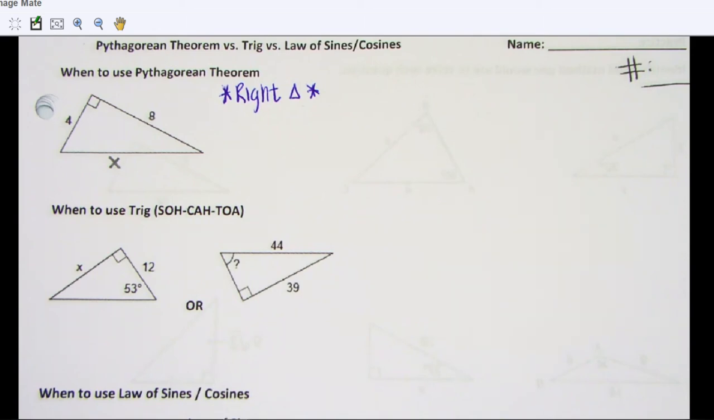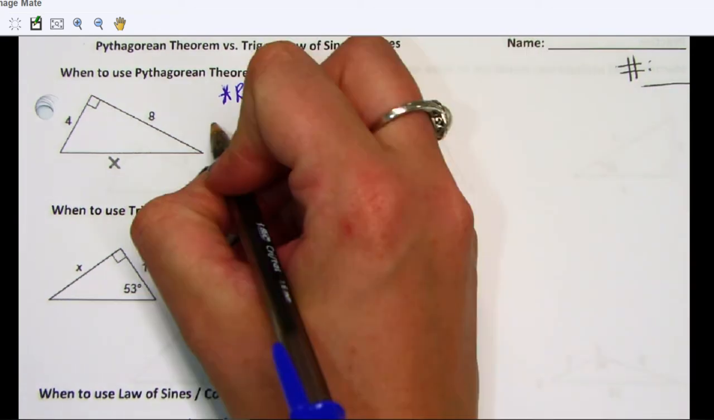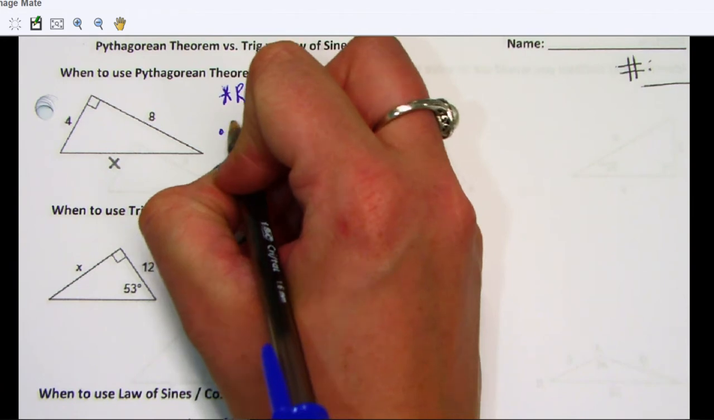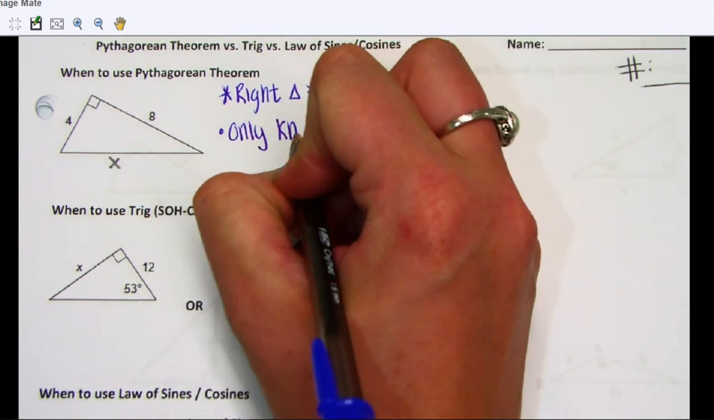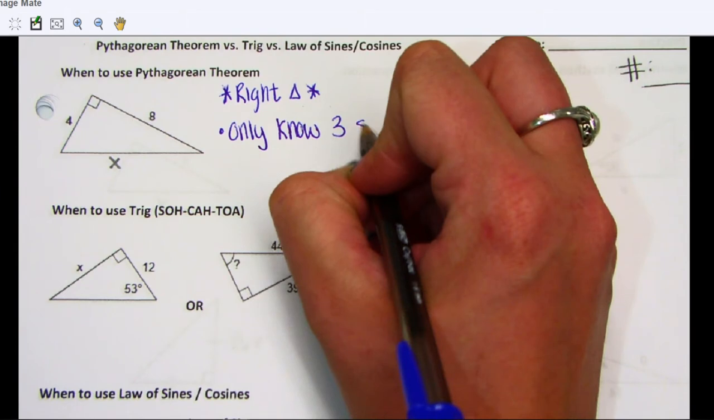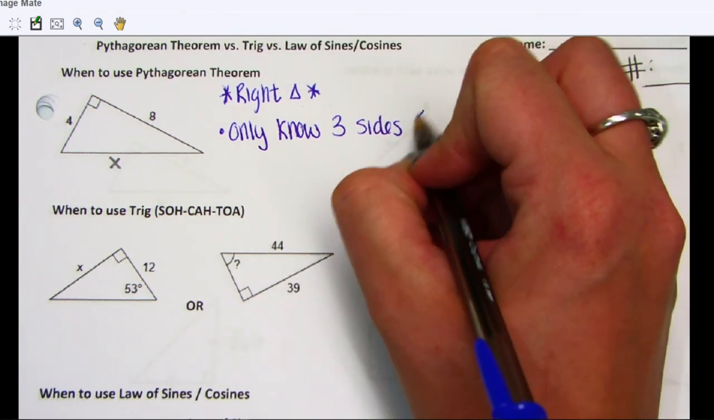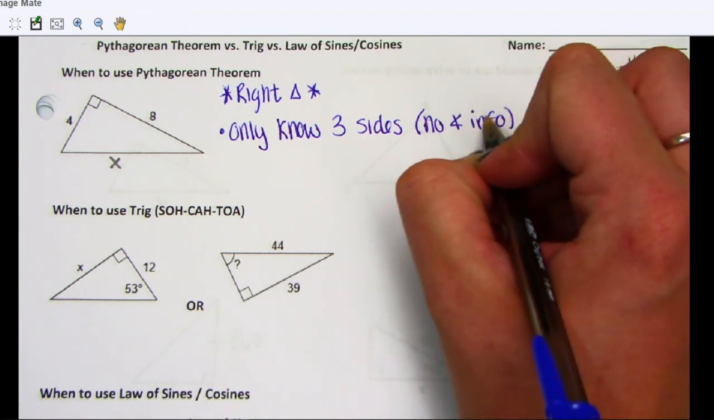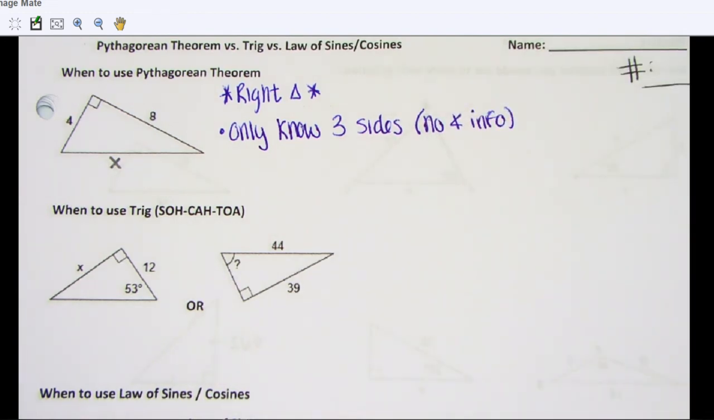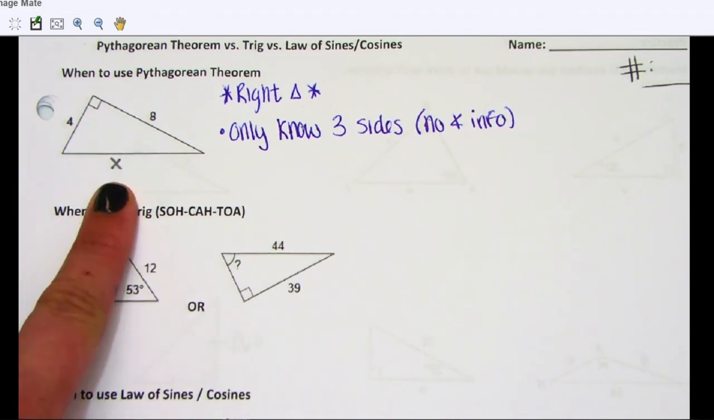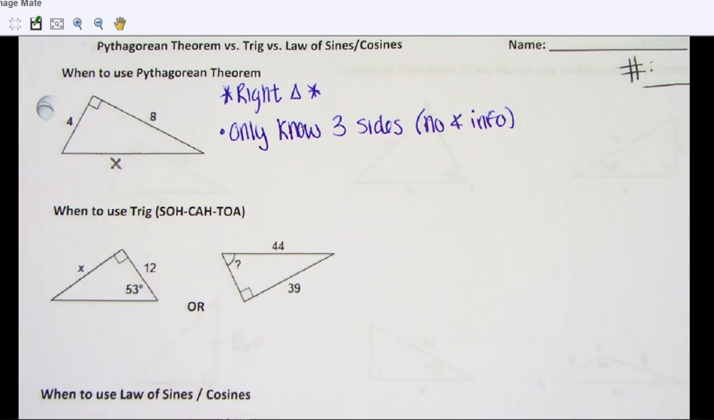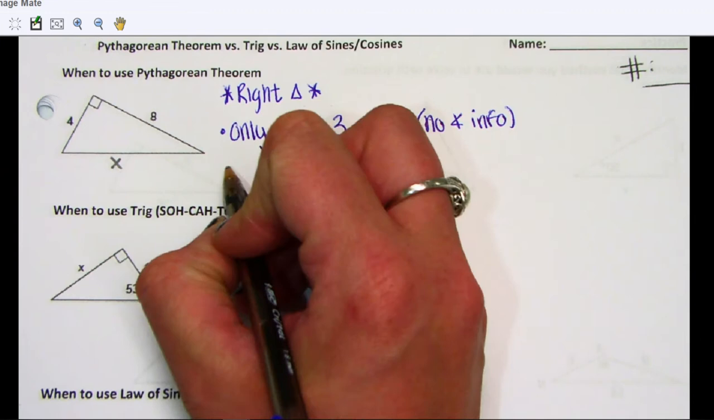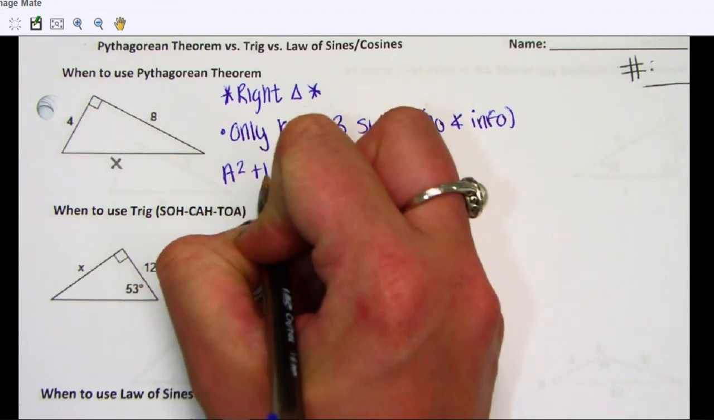You only know side information. The main thing here is that you only know 3 sides. You have no angle info, meaning you don't know anything about the angles other than the 90 degrees. Obviously, it's a right triangle, it's got 90 degrees, but the problem is mostly going to look like this, where you're trying to find a missing side. That is Pythagorean theorem. Remember, the Pythagorean theorem is a squared plus b squared equals c squared.